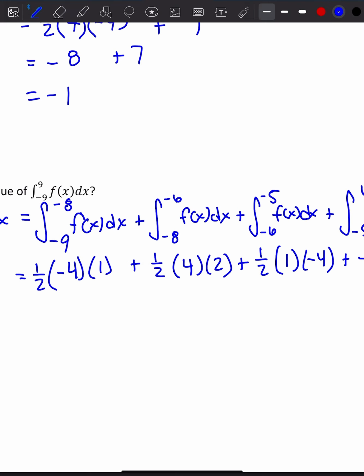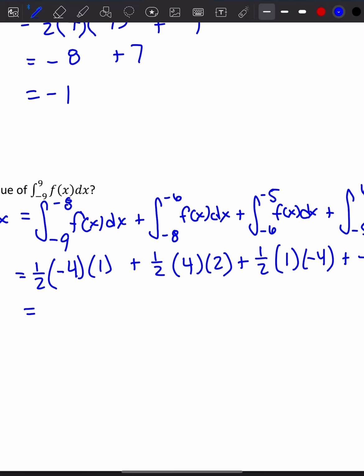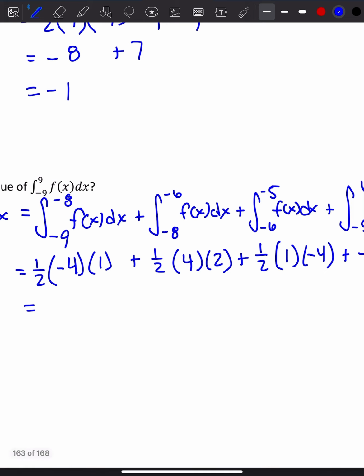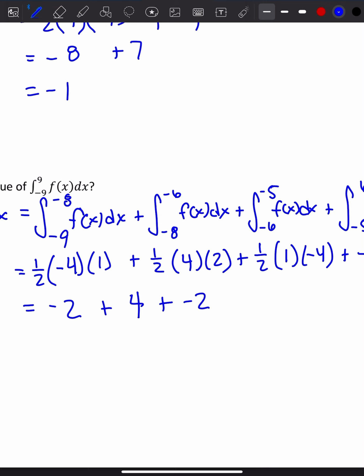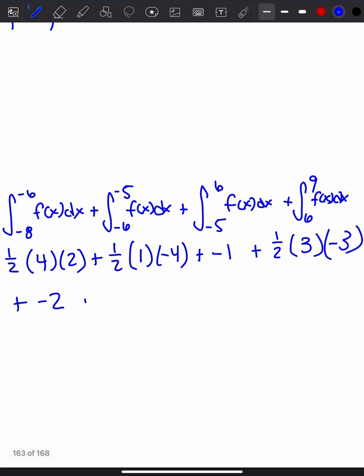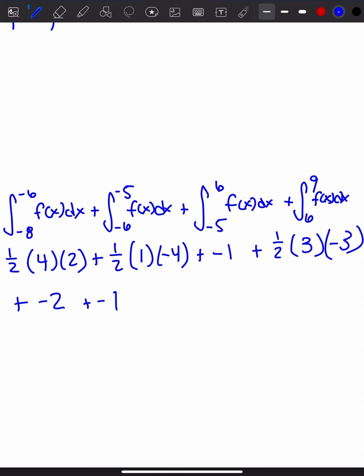So now what we're going to do is just simplify and then try to compact this down into one answer. So 1/2 times negative 4 times 1 is negative 2. We have 1/2 times 2 times 4. 1/2 times 1 times negative 4 we just found out was negative 2. We're adding negative 1 to it. And then we have 1/2 times 3 times negative 3, which is going to be a negative 9/2.